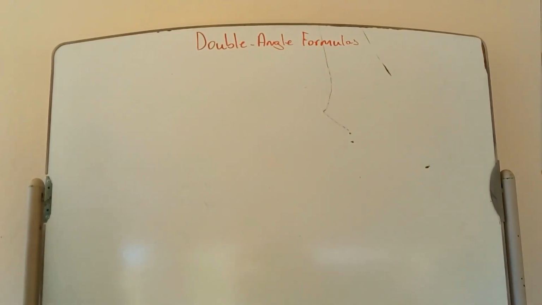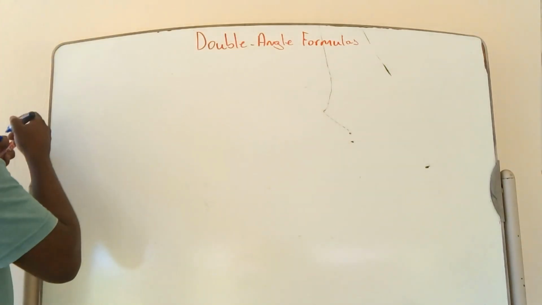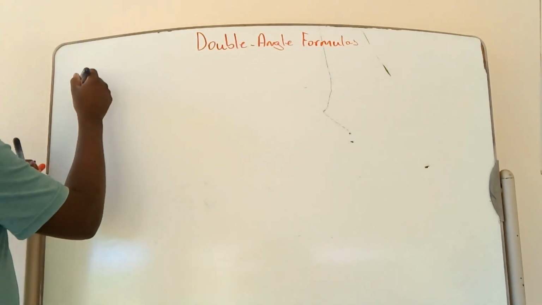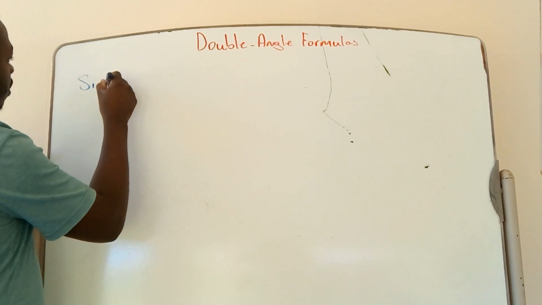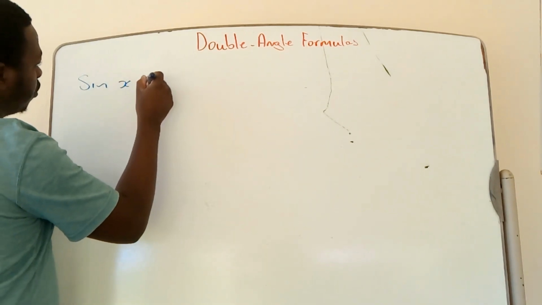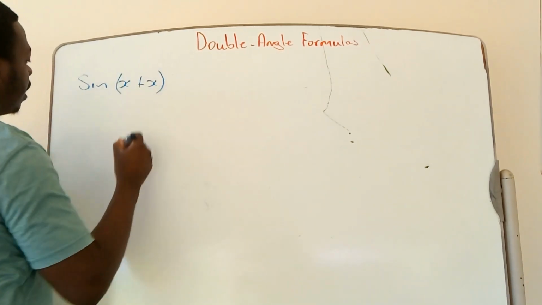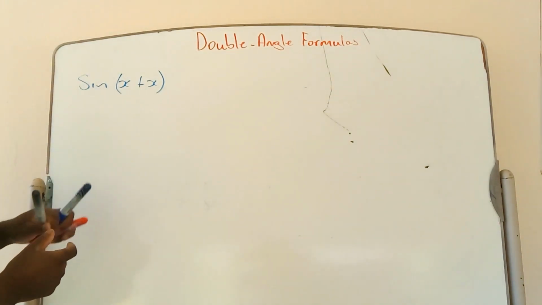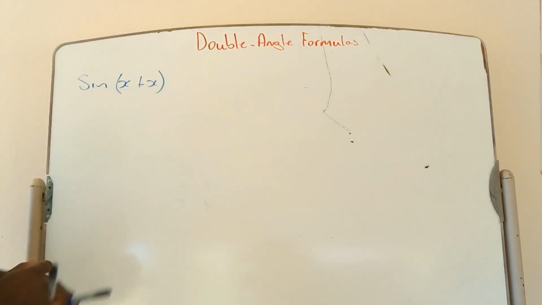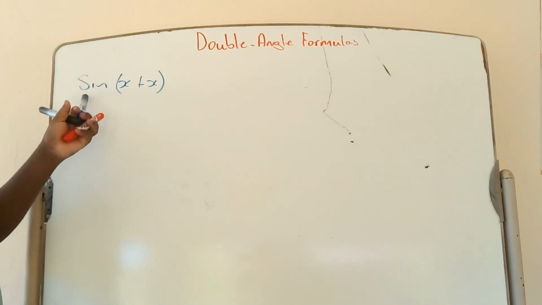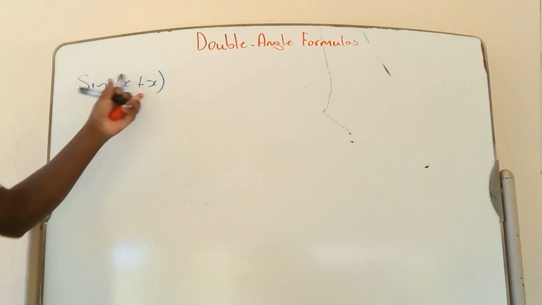Hello everyone. Our focus for this video is the double angle formula, or what you call the double angle identity, right? But what we are going to do is to use some knowledge that you would have had to derive this formula. Now, let's say that we have sine of x plus x. How do you use the sum formula for sine to expand this?